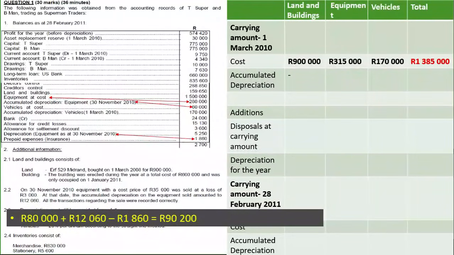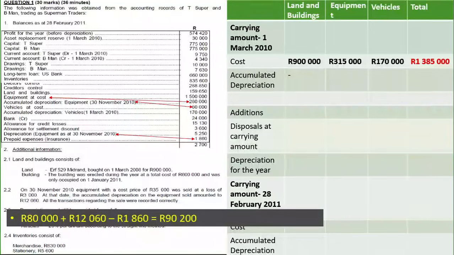Now we have to add the depreciation for the equipment which we sold. The reason we are adding is because we had it at the beginning of the period. So we want the accumulated depreciation at the beginning of the period. And then what do we do? We add back the accumulated depreciation relating to the equipment which we sold, which was 12,060 Rand. So we put that there. And then what do we also do? We deduct the depreciation for this current period relating to the equipment which we sold.